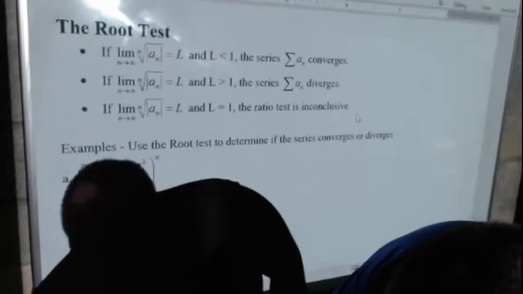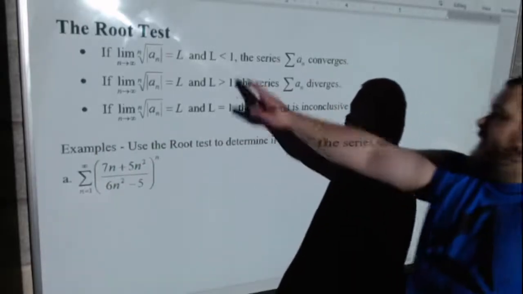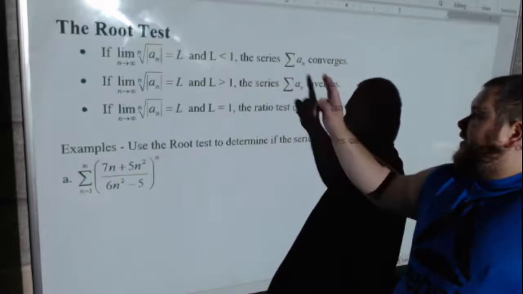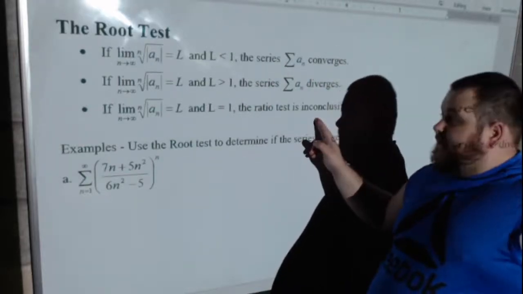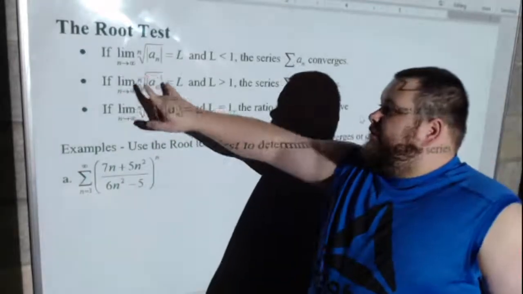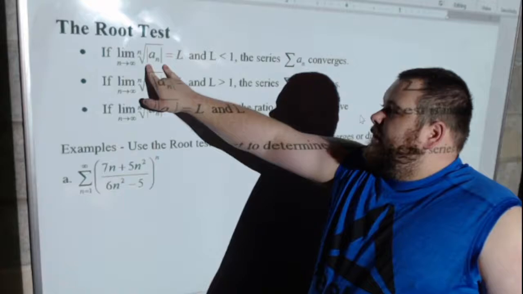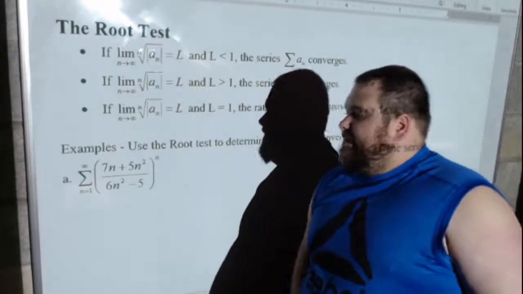So the root test is nice because it follows the same rules. Less than 1 converges, greater than 1 diverges, equal to 1 is inconclusive. So that's great. It also still has a limit. It also still has an absolute value. The difference is now we have the nth root and we just need a sub n.